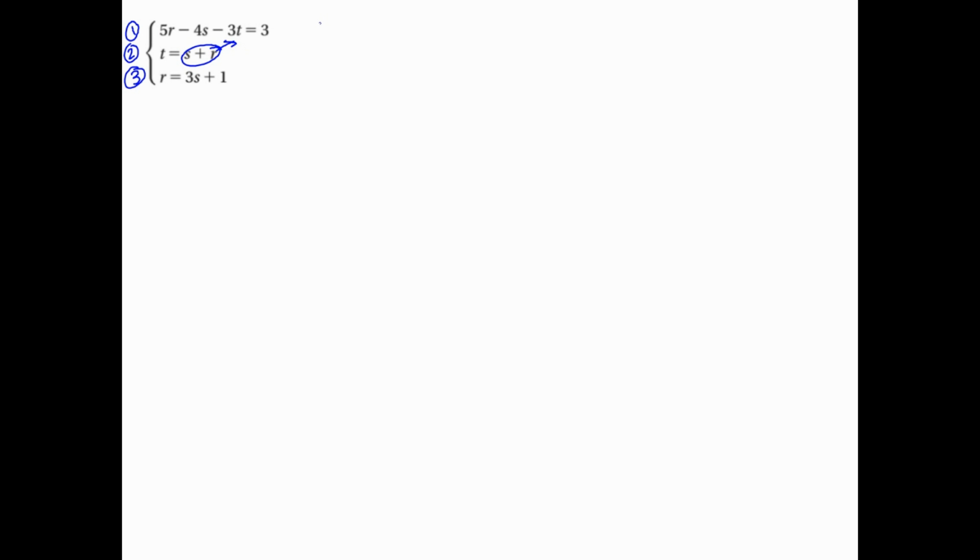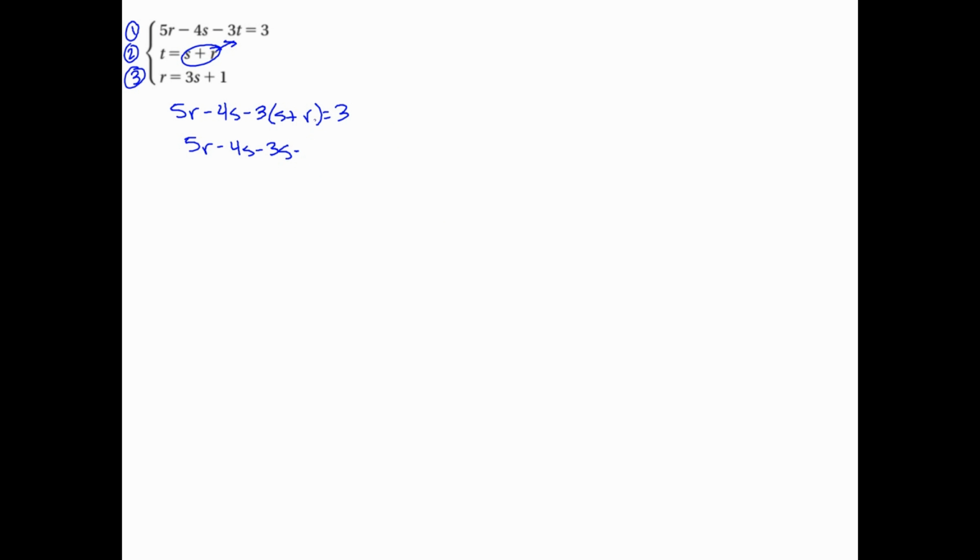So I'm going to grab 5r minus 4s minus 3 times (s plus r). That's going to equal 3. And I want to simplify this. So 5r minus 4s minus 3s minus 3r equals 3. Simplify a little bit more. That's an r. I couldn't read my own handwriting. I was like, something's not right.